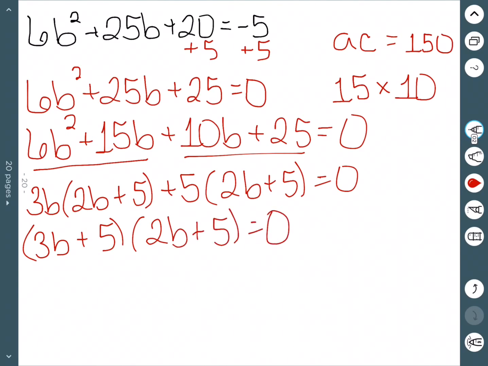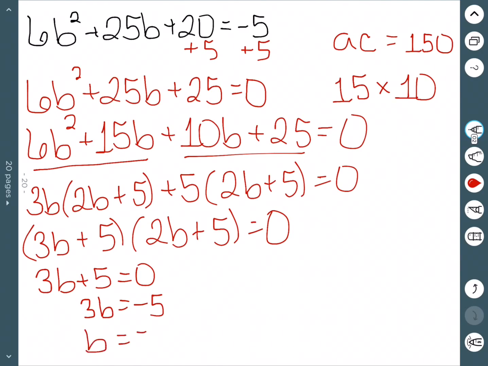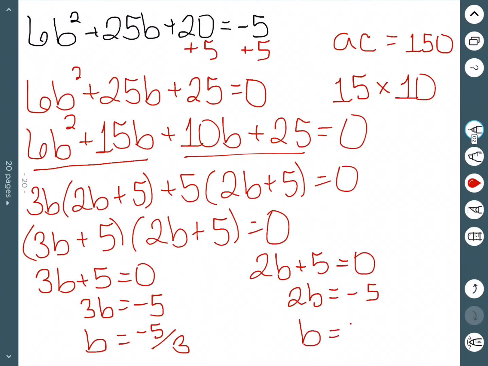Now we just need to actually solve the equation. If we have two things that are multiplied to be 0, we can assume that one of them is 0. So I have 3b plus 5 equal to 0. I can subtract 5 from both sides, and then divide by 3 to get b is negative 5 over 3. I also need to set the other one equal to 0. I can subtract 5 to get 2b equal to negative 5, and then divide by 2 to get b is negative 5 over 2. So we have two answers, negative 5 thirds and negative 5 halves.